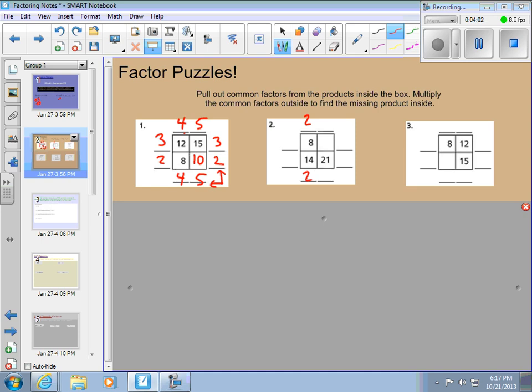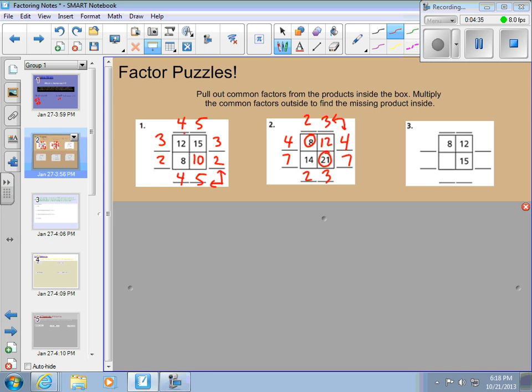Let's do the same thing for this bottom row, 14 and 21. 7 goes into both of those. Okay, so now let's figure out what else multiplies here. If we're looking at 8, what else multiplies with 2 to get 8? 4 does. So we can write 4 across as well. Now let's look at 21. 7 times what equals 21? 3 does. So if we write 3 there, we can write 3 up top. Now, if you look at these two, 3 times 4 is 12. 12 is the missing number in this factor puzzle.